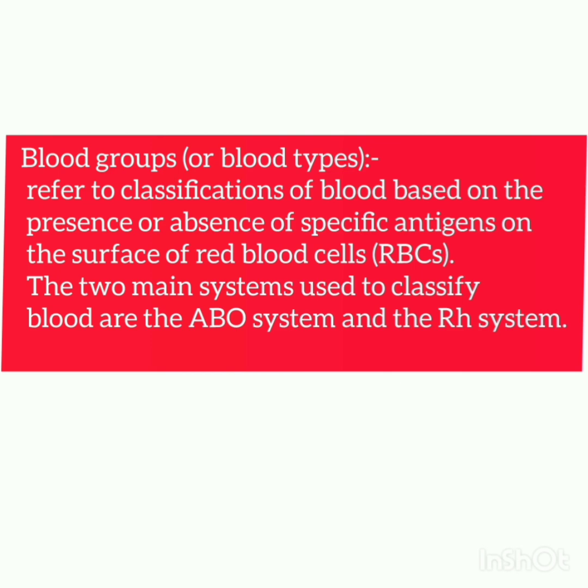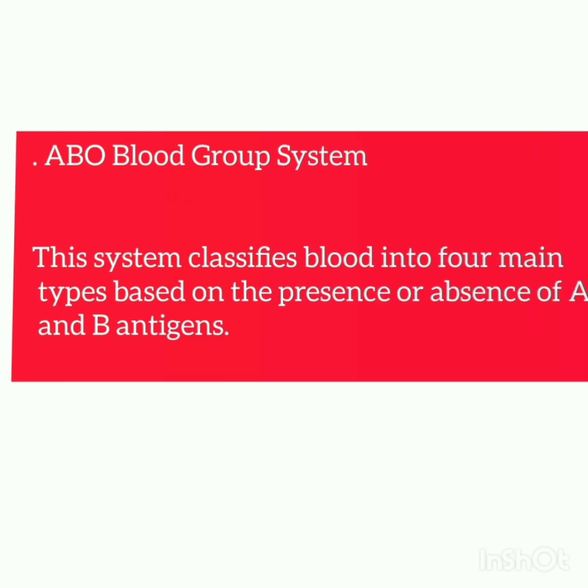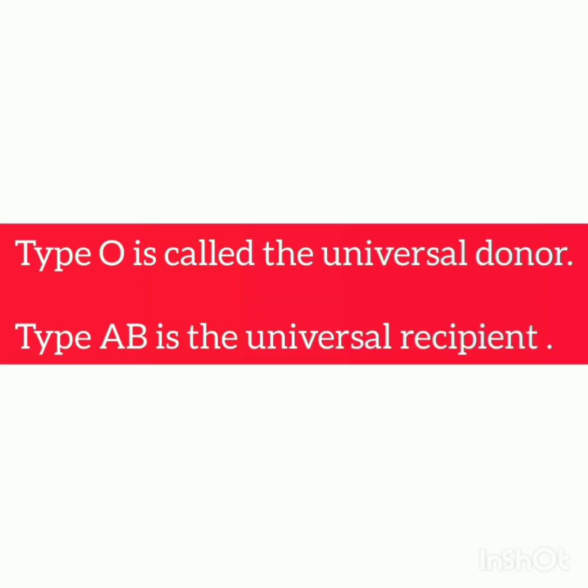Blood groups, or blood types, refer to classifications of blood based on the presence or absence of specific antigens on the surface of red blood cells, RBCs. The two main systems used to classify blood are the ABO system and the Rh system. 1. ABO blood group system. This system classifies blood into four main types based on the presence or absence of A and B antigens. Type O is called the universal donor for red blood cells. Type AB is the universal recipient for red blood cells.